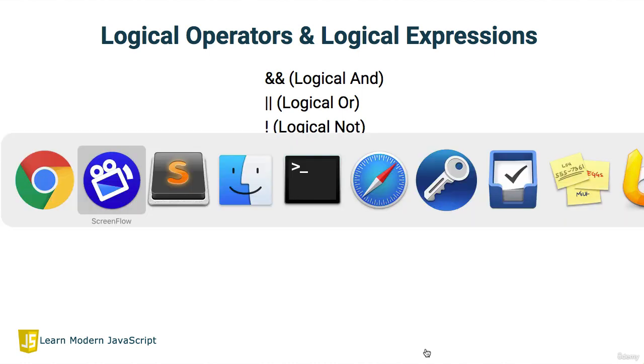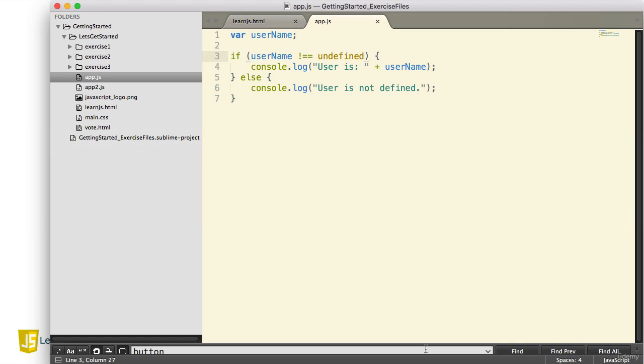I'm going to jump to Sublime. And I already have some code entered. This is similar code to some we used in the previous movie where we were introducing if statements. We simply declare a username variable, and then we are checking to see if the username variable is not equal to undefined. If it's not equal to undefined, that means it has a value in it. And so we log out user is, and we concatenate the username. Else, meaning it is equal to undefined, then we simply log out user is not defined.